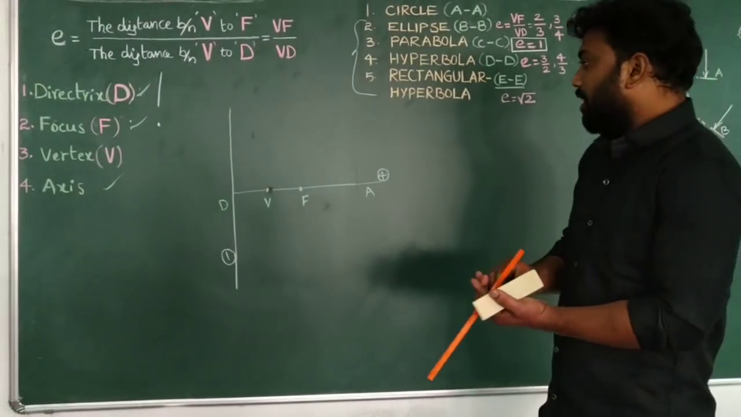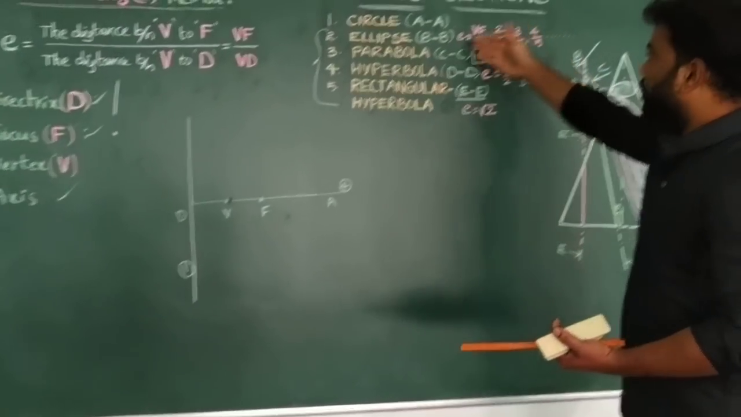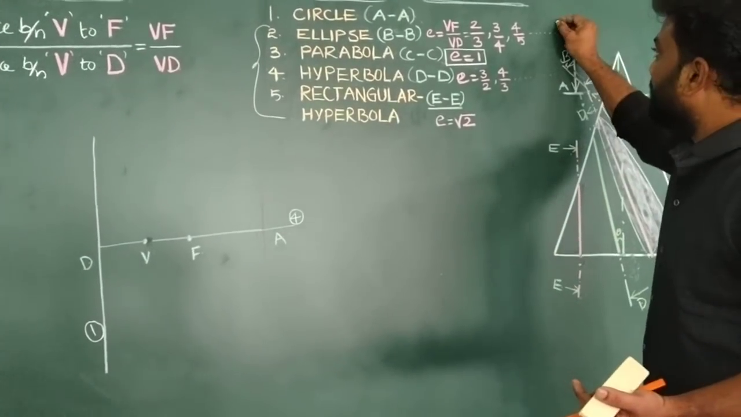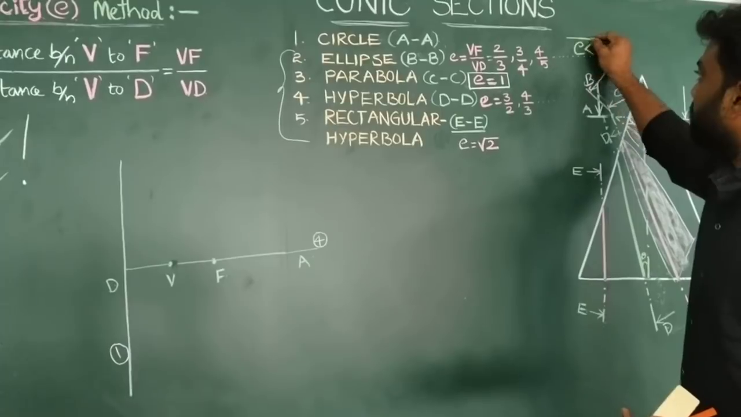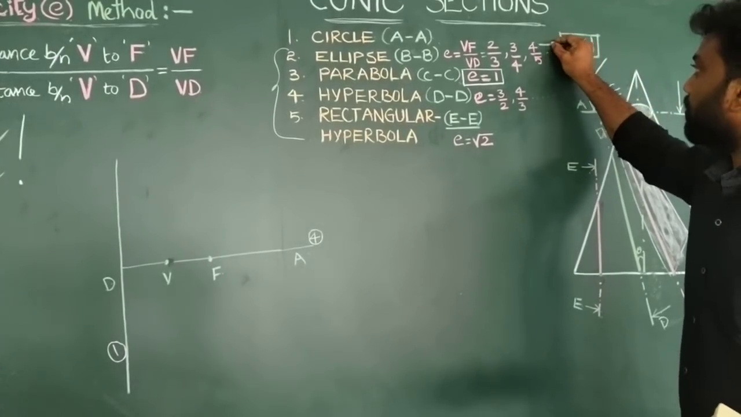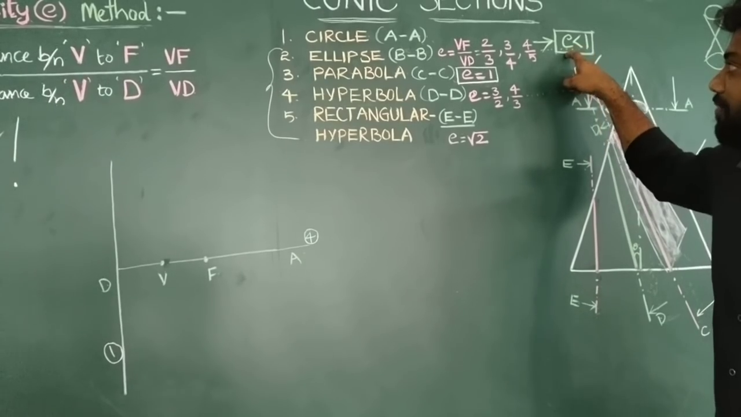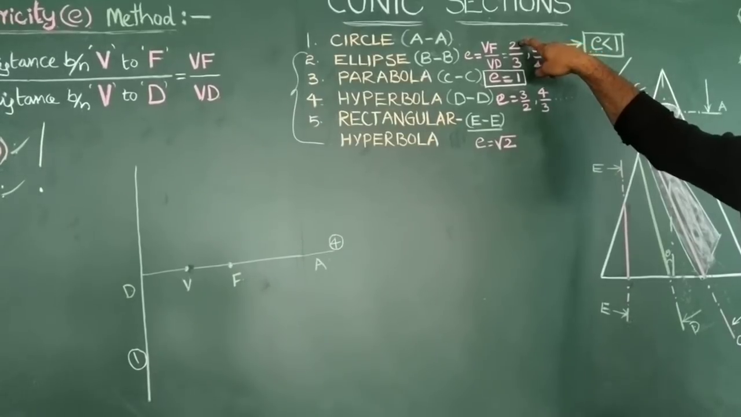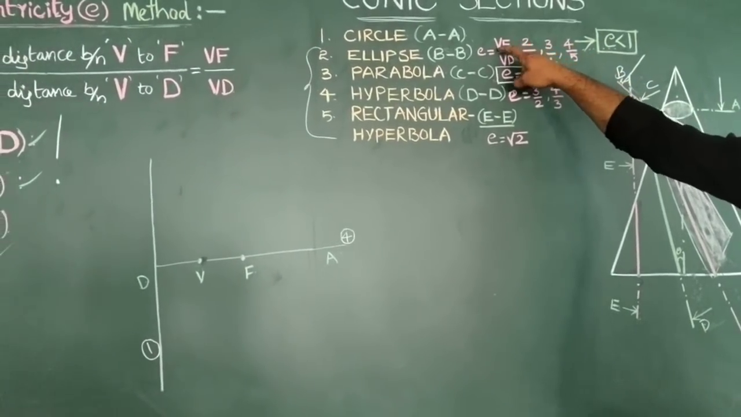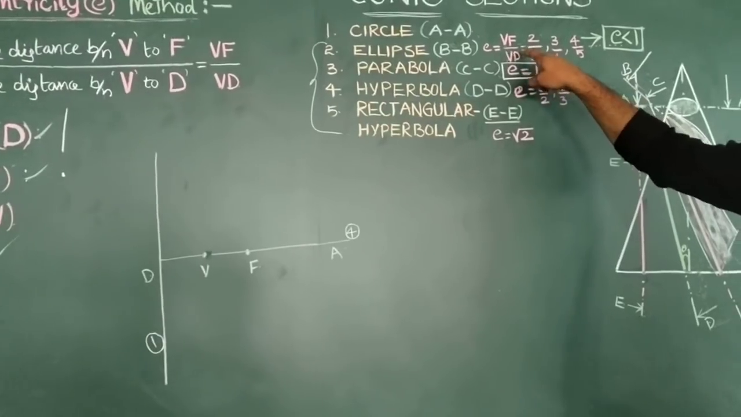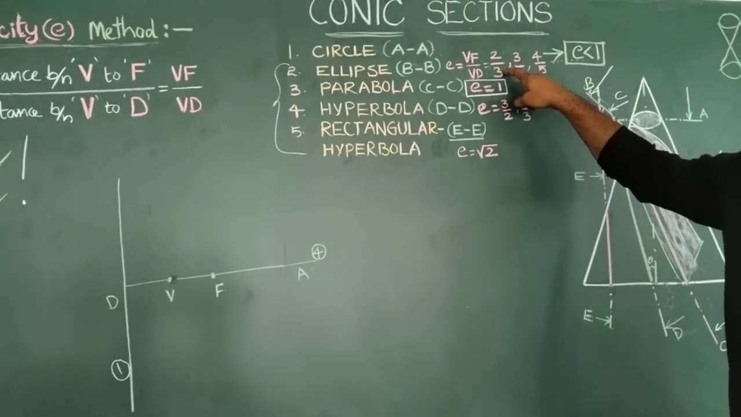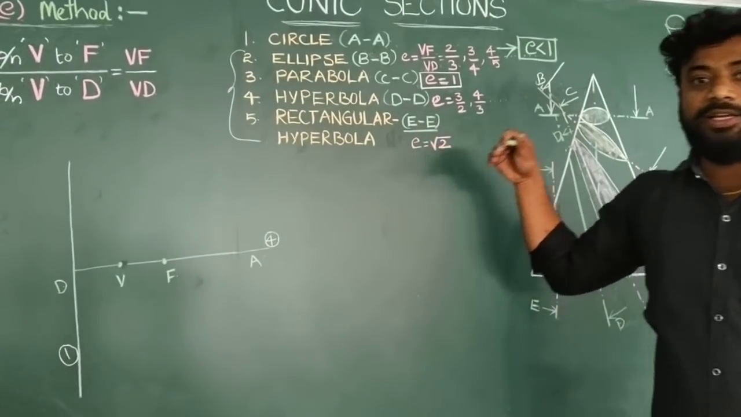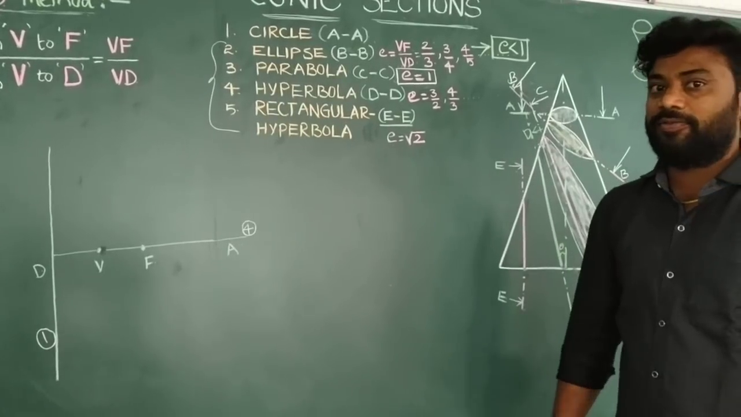So here if you come to the eccentricity values, for ellipse we always have an eccentricity value less than 1. E less than 1 for ellipse. Less than 1 means like 2 by 3, 3 by 4, 4 by 5. So what is this 2? The 2 represents the distance VF, 2 units. And similarly, the distance from vertex to directrix is 3 units. You will have a clear view about these particulars in the next video lecture, that is about construction of conics.